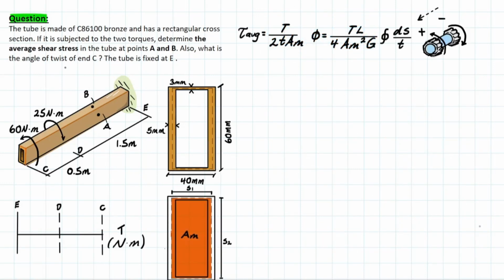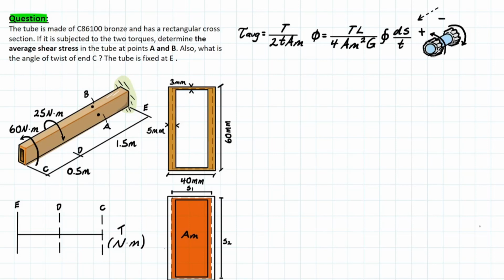The problem is stating that we have a tube made of bronze, which has a rectangular cross section. And it says if we have it subject to two torques, it wants us to determine the average shear stress at points A and B, which are on the sides and the top face of the tube. It also wants us to find the angle of twist at end C, assuming that the tube is fixed. So the first thing that we need to do is identify what our mean area is. And in order to do that, we need to also identify the dimensions of the mean area.